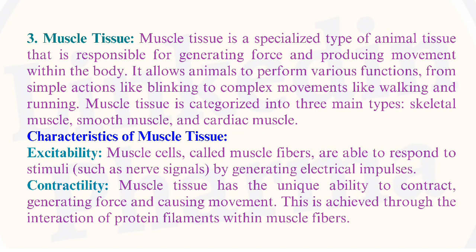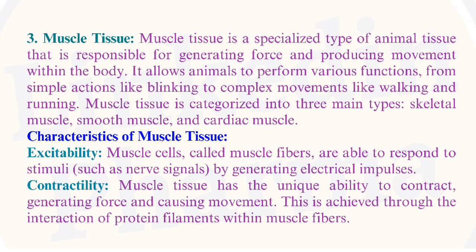Muscle tissue is a specialized type of animal tissue that is responsible for generating force and producing movement within the body. It allows animals to perform various functions, from simple actions like blinking to complex movements like walking and running. Muscle tissue is categorized into 3 main types: skeletal muscle, smooth muscle, and cardiac muscle.